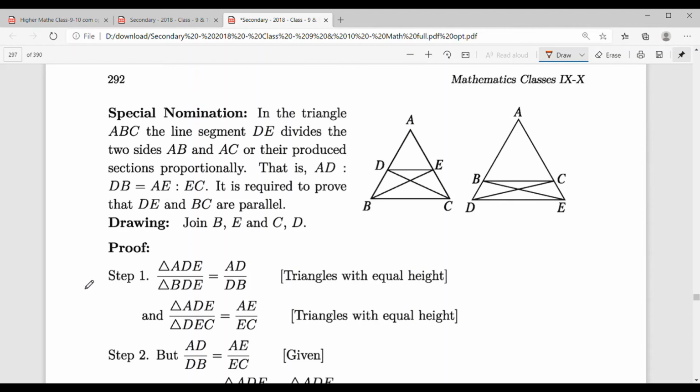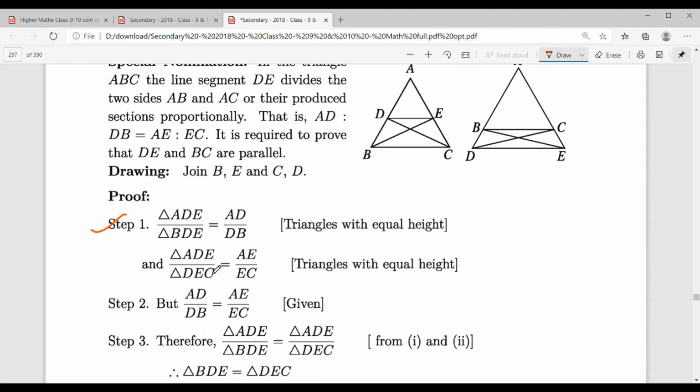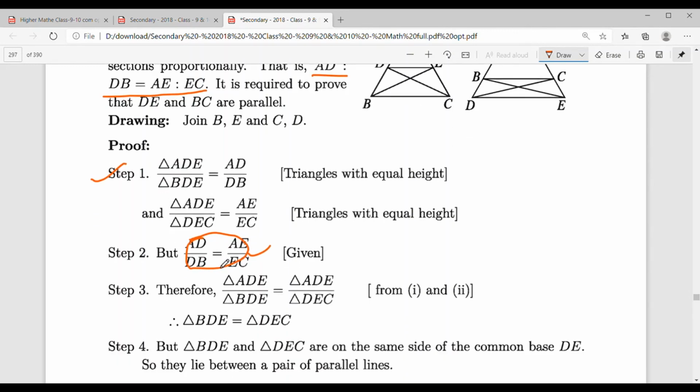Proof. Step 1 is similar to the previous one. The ratio of these two triangles is equal to the ratio of their bases. But here given that AD is to BD is equal to AE is to EC, so these two ratios are equal. So therefore the ratio of the areas will also be equal. The numerators are the same, therefore the denominators are also equal. Therefore area of the triangle BDE is equal to area of the triangle DEC.